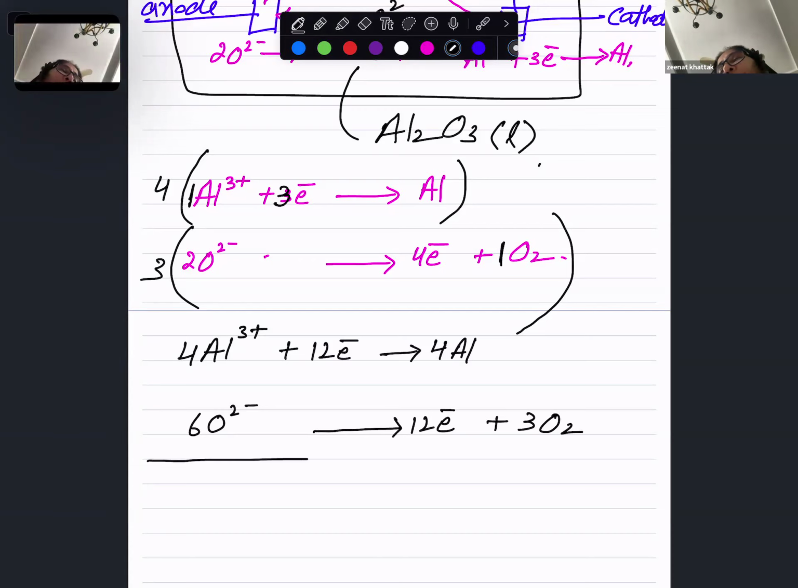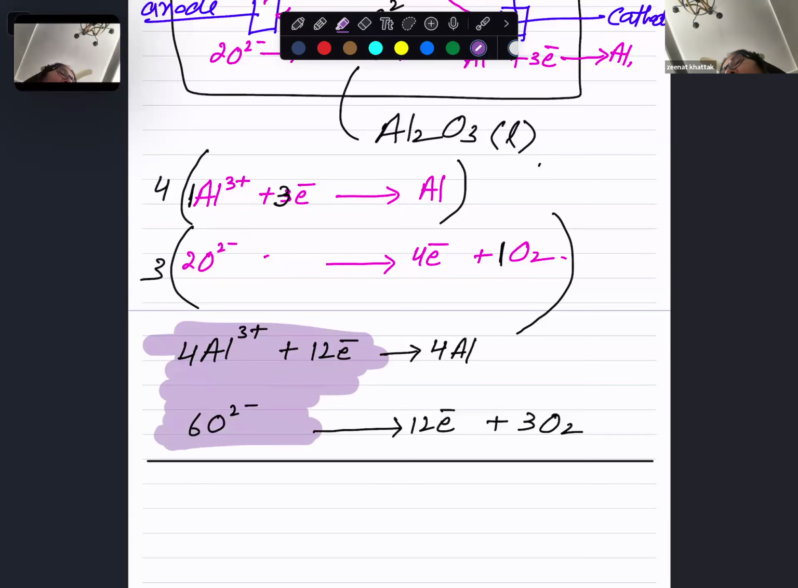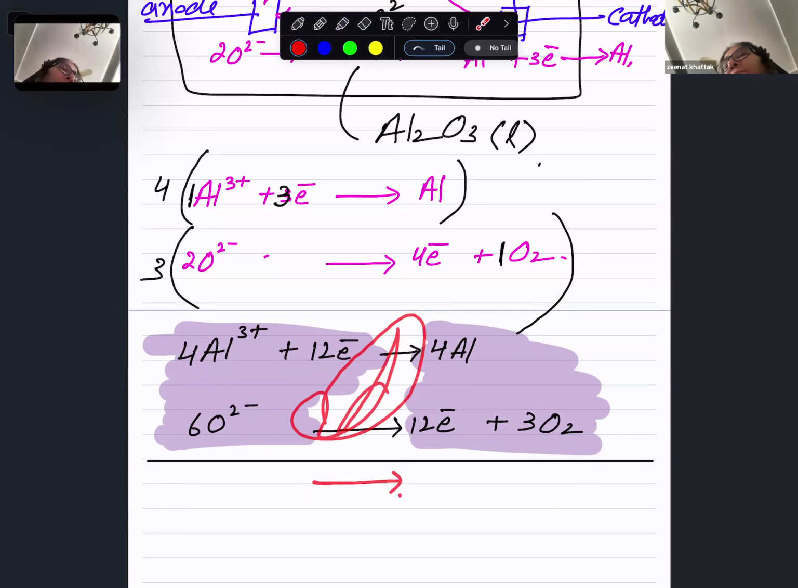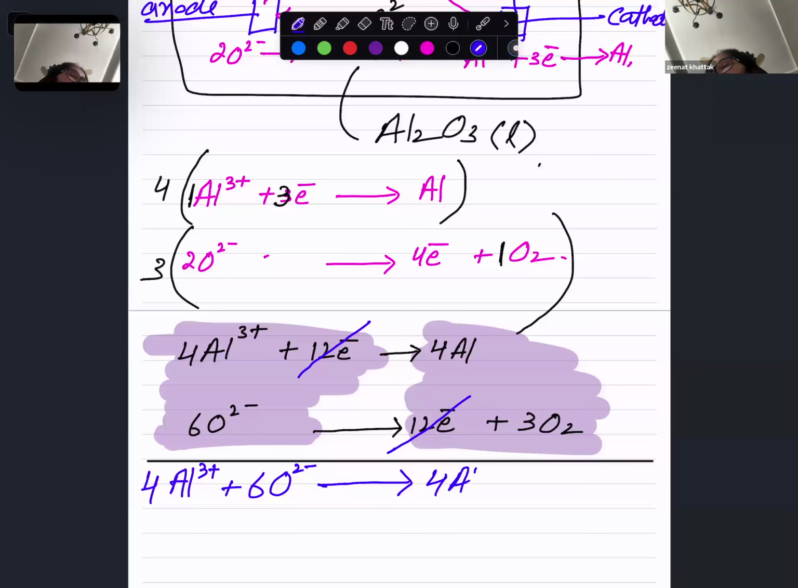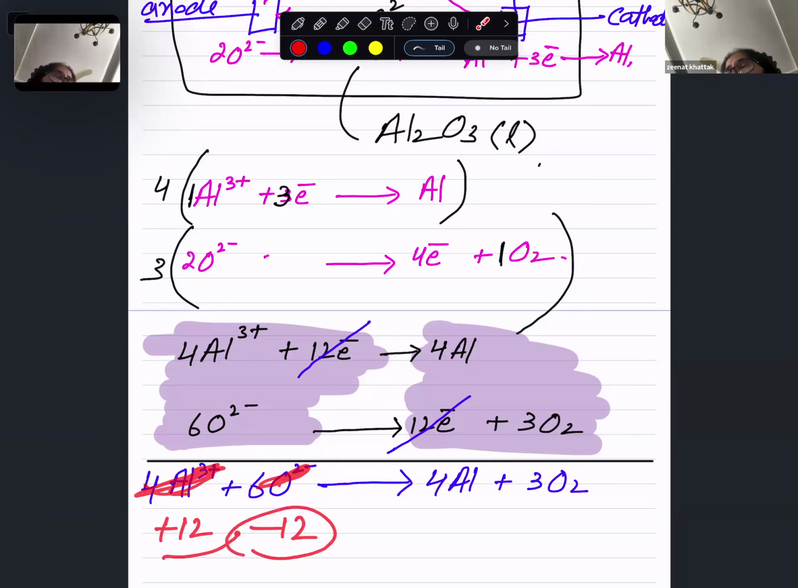If I make the overall, anything same on this side and this side would be cancelled. This is the arrow place, so I will put the arrow. The electrons are cancelled. This is 4 aluminium with 3 plus, and 6 O2 minus, making 4 aluminium and 3 O2. If you look, 4 threes are 12, 6 twos are 12. Plus 12 and minus 12, the charges are equal. The electron gain and loss are equal, right?